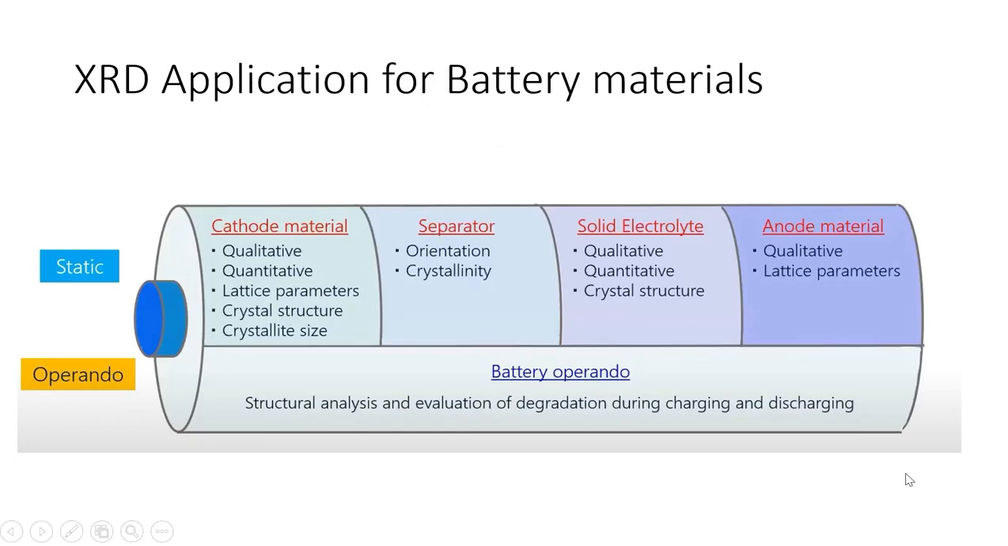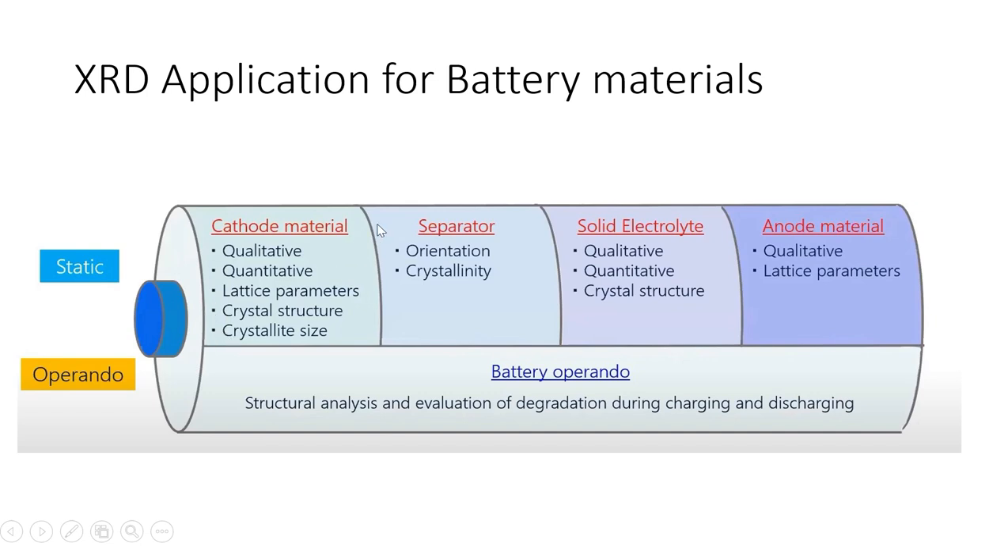Let's see the application of XRD for battery materials. Battery materials can be analyzed in static mode as well as in operando mode. For cathode material, XRD can be used for the qualitative analysis as well as quantitative analysis. It is also used for finding the lattice parameters to analyze crystal structure and the crystal size.